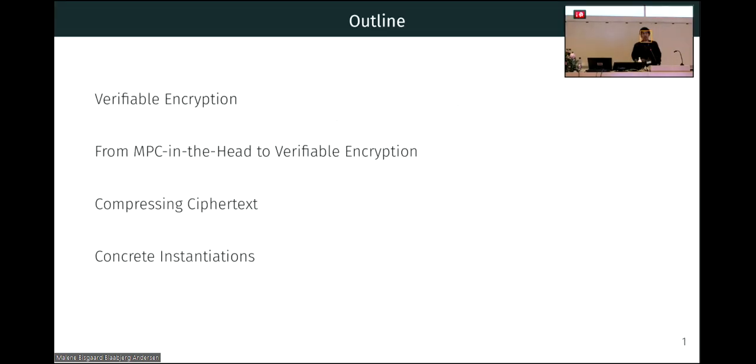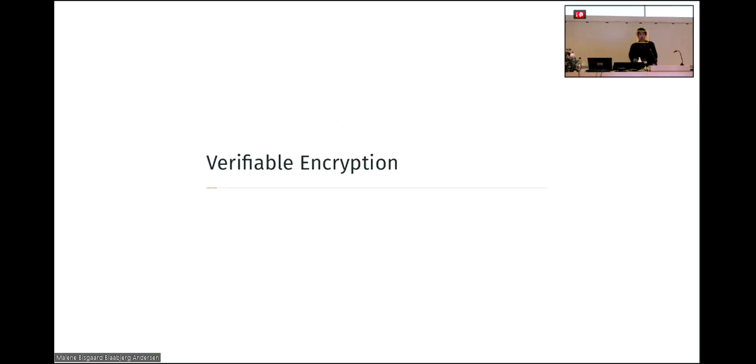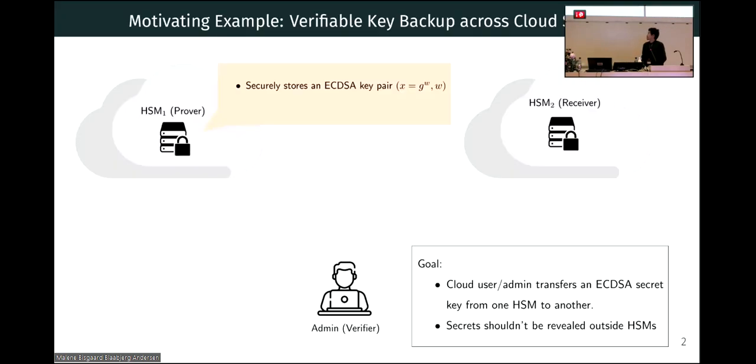So first, I'm going to introduce verifiable encryption, and then explain how to construct verifiable encryption from MPC-in-the-Head protocols. And then I'm going to describe our optimization techniques and concrete instantiations. So what is verifiable encryption? As a motivating example, I would like to begin with verifiable key backup across cloud services.